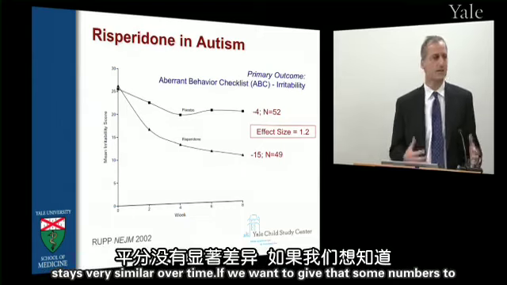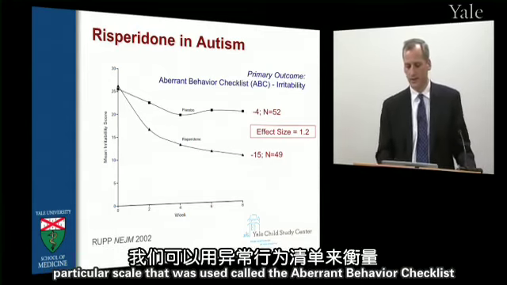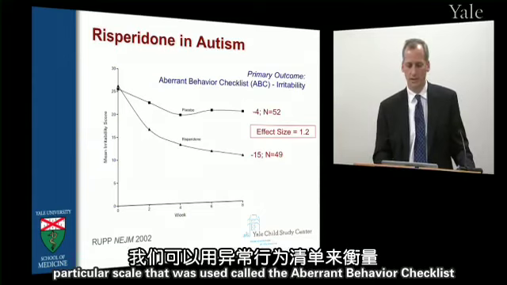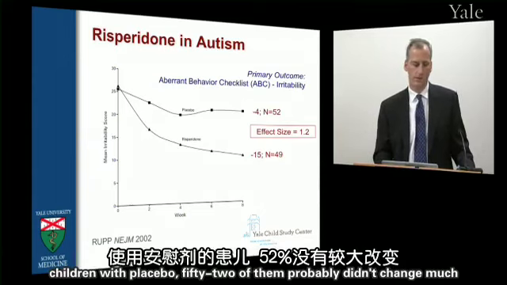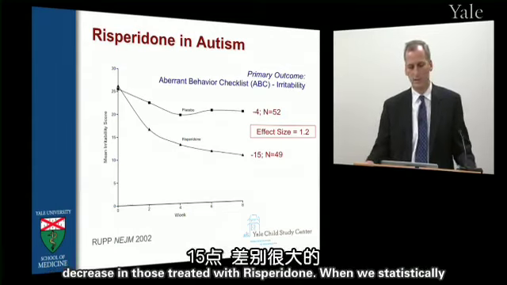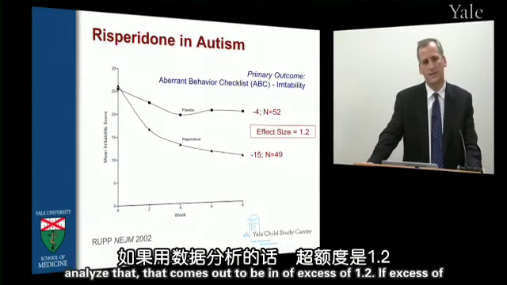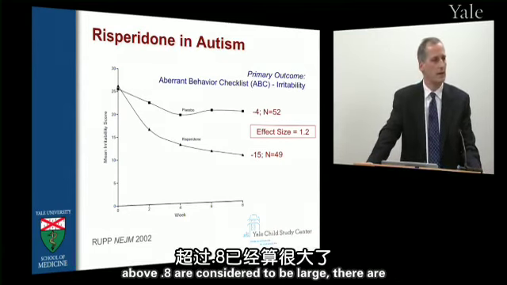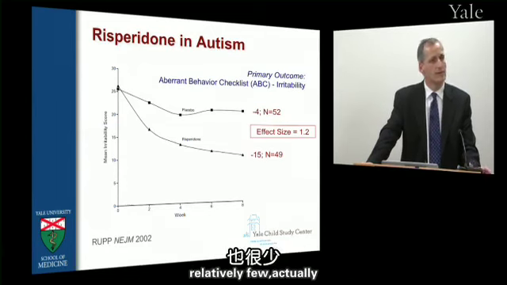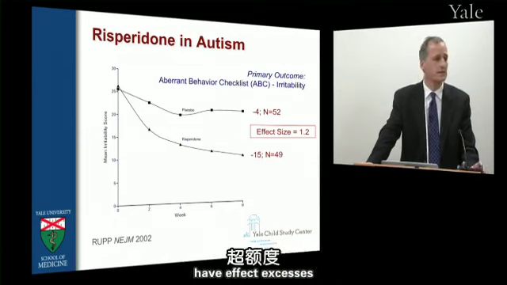If we want to give that some numbers to know, is this a little or is this a big difference, in this particular scale that was used, called the Aberrant Behavior Checklist, children with placebo, 52 of them, really didn't change much, 4 points fewer, not a real difference, compared to 15 points of decrease in those treated with risperidone. When we statistically analyze that, that comes out to be an effect size of 1.2. Effect sizes above 0.8 are considered to be large. There are relatively few, actually very few interventions in psychopharmacology that have effect sizes this big.